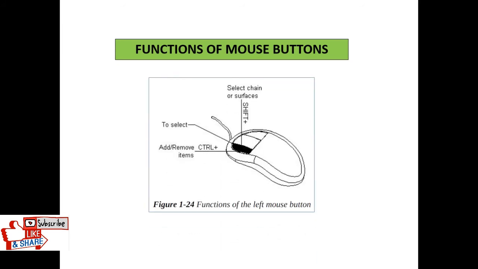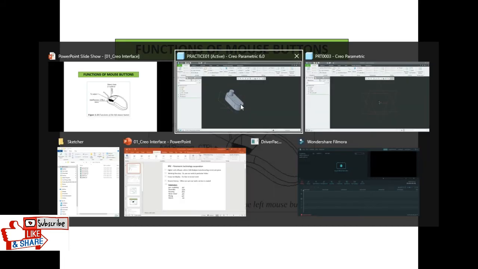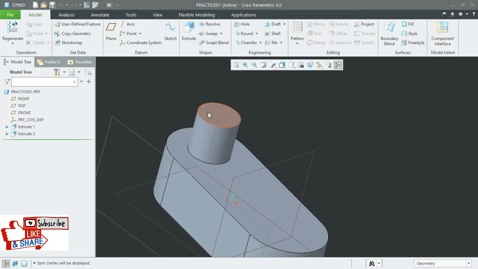Now we will discuss the function of the mouse buttons. Firstly, the left mouse button. The left mouse button is used for selection purposes, for single selection or for multiple selection. For single selection, we press the left mouse button, and for multiple selection, press the control key and select the required number of entities. We will see some examples.